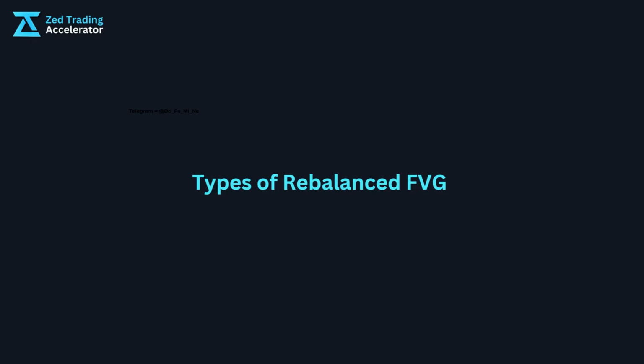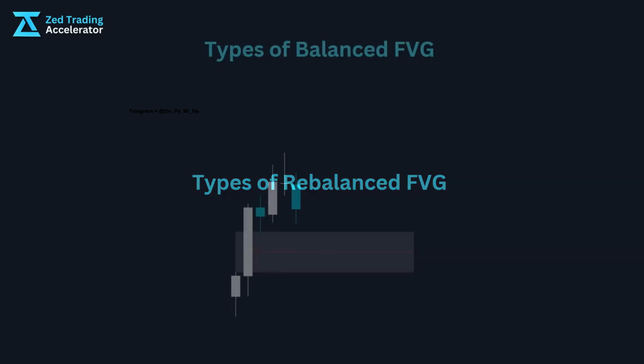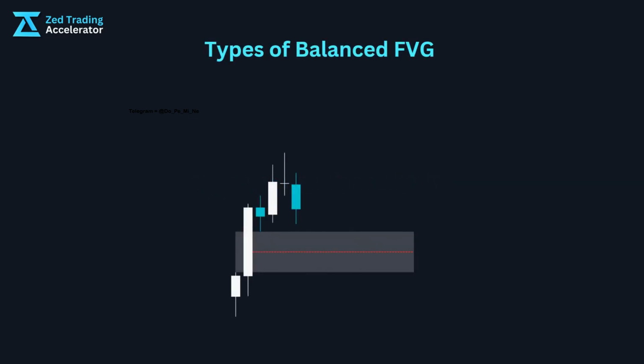Alright, so here are the types of rebalance FVG. When you are using fair value gap, here are the three types that the price might do. The first is full fill. The price might fully rebalance these fair value gaps to offer balance for both buyers and sellers. As we can see right here, this candle closed out this imbalance, this fair value gap. This is our first type, the full fill.